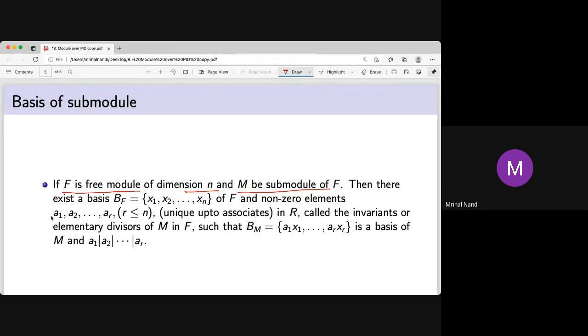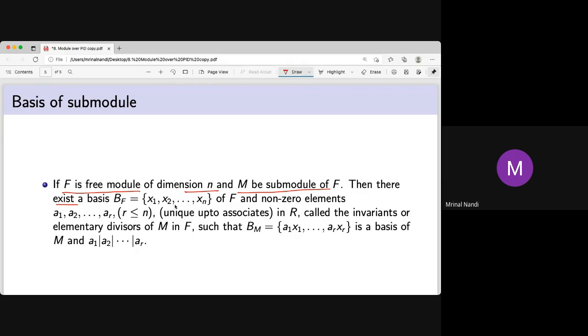You can't take x1, x2, ..., xn as the basis of M, but the basis is like this: a1 x1, ..., ar xr. We can just reshuffle the basis. Actually, it may so happen that you take an element xn, say, and the submodule generated by it is not what you want. So there exists a basis, and you have to reshuffle it. Whatever elements in M we took first, the elements of which actually generate F.